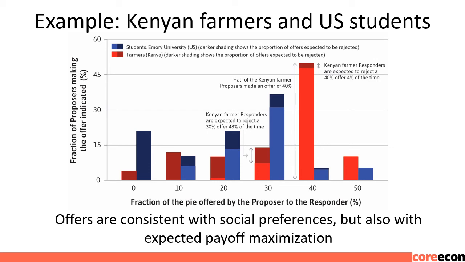The height of each bar indicates the fraction of responders who were willing to accept the offer indicated on the horizontal axis. Offers of more than half of the pie were acceptable to all of the subjects in both countries, as you would expect. A higher proportion of US students made offers of 30% or less than Kenyan farmers, and most of those offers would be accepted. The dark shaded area on each bar shows the percentage of offers rejected.